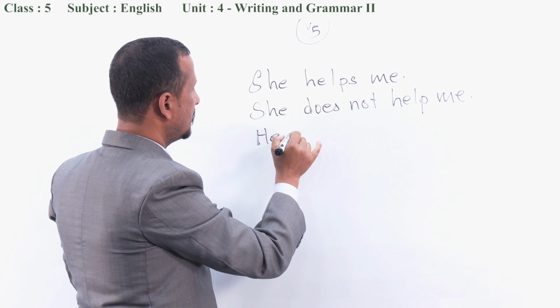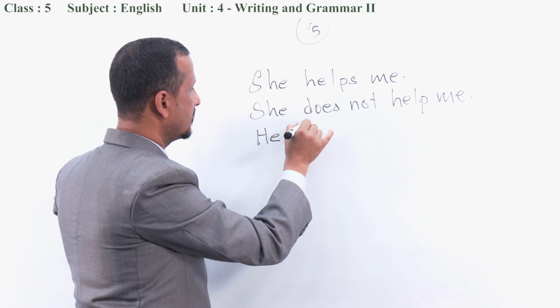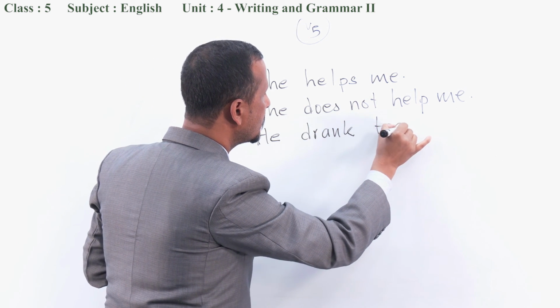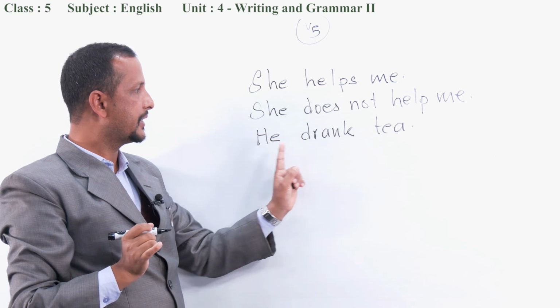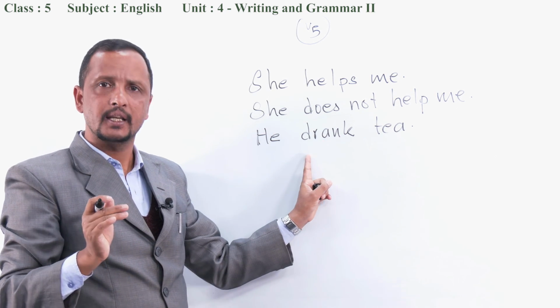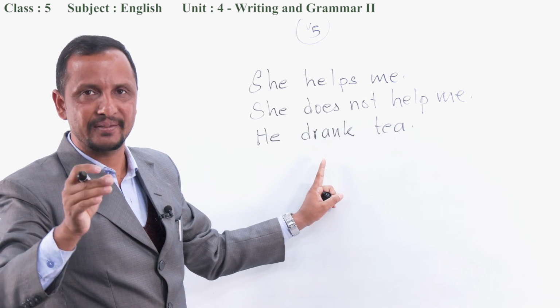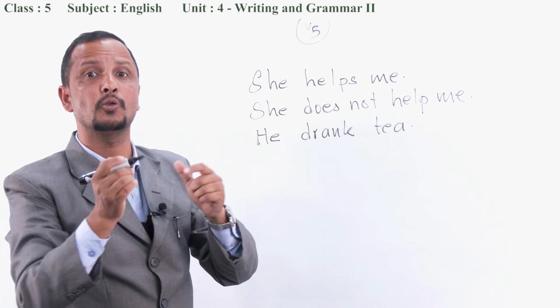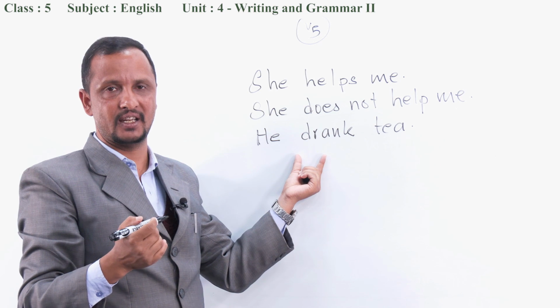He drank tea. Is there is, was, were, has, have? No. Then where to add not? Where to add it? (कहाँ राख्ने त not यहाँ?)